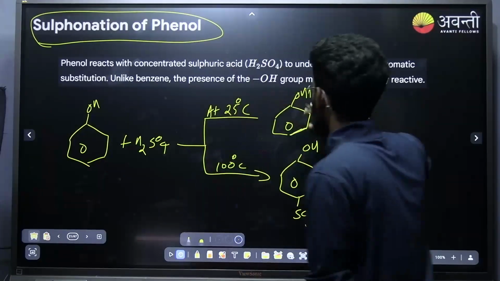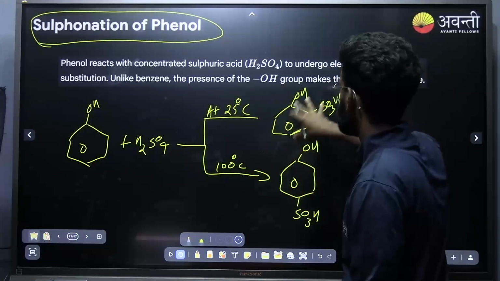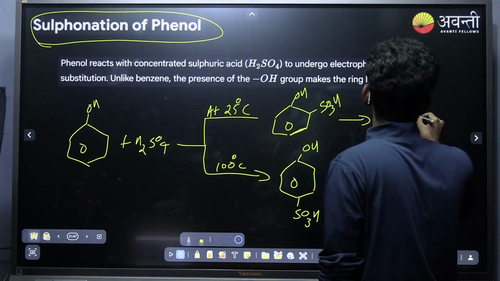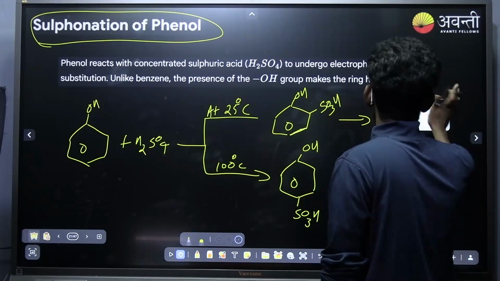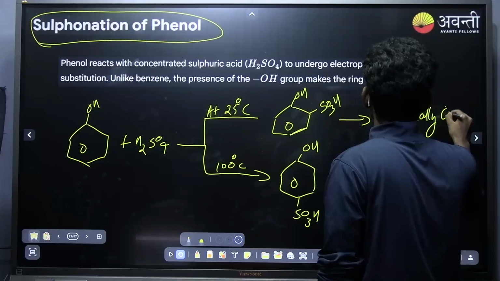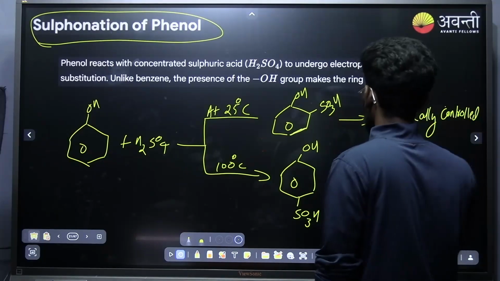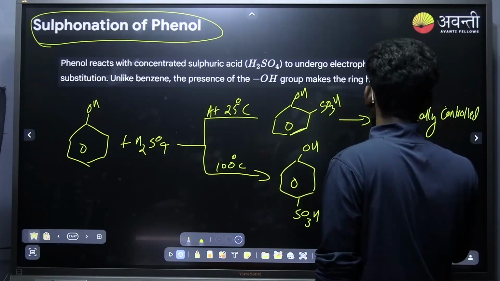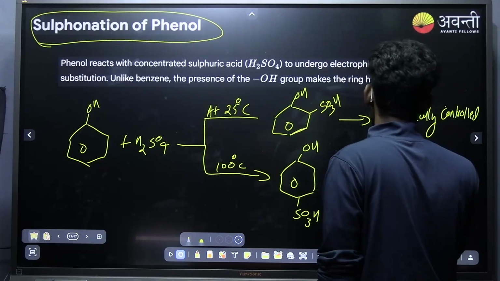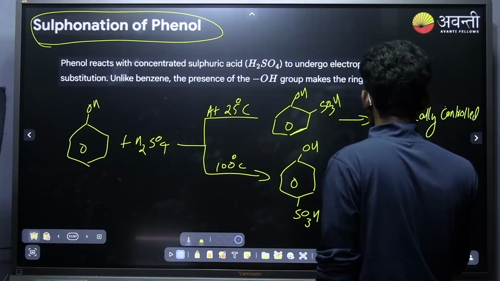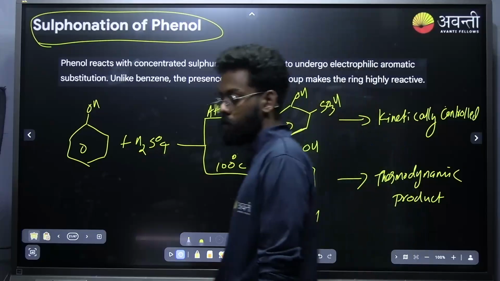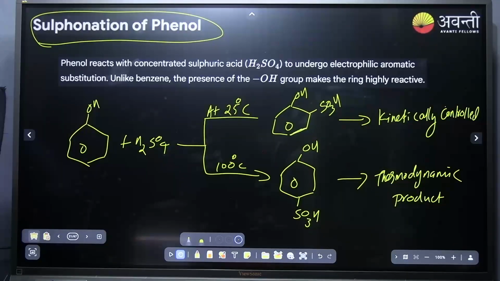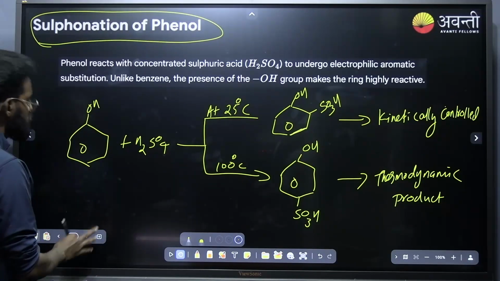Why is ortho the major one at 25 degrees Celsius? Because it is kinetically controlled. At lower temperature, the reaction is kinetically controlled. In the other case, it is the thermodynamic product. At a higher temperature, it will be following the thermodynamic product. So these are the two different major products we will be getting in the sulfonation of phenol. Check for the temperature. So sulfonation of phenol is over.